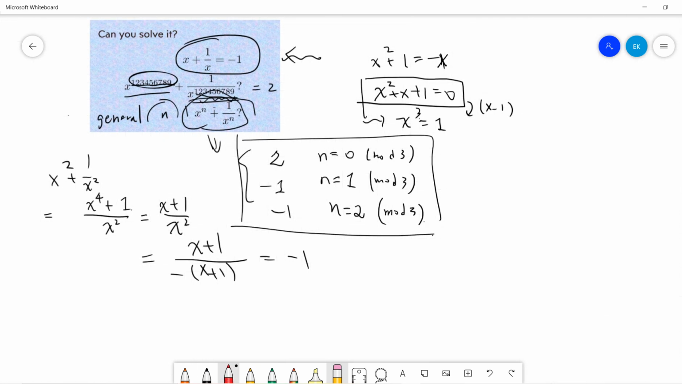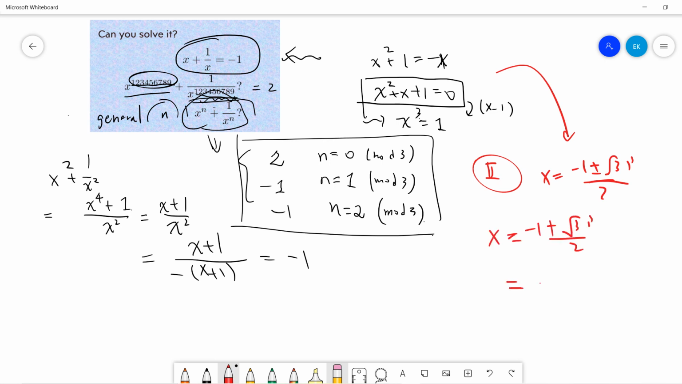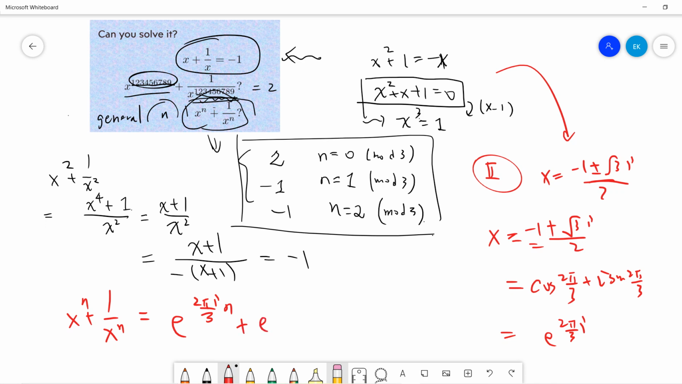And the second key point is that you can actually solve for x, right? We will get 2 solutions. But let's assume that you pick this particular one, and then you can write it as cosine 2 pi divided by 3, because this is a half, plus i sine 2 pi divided by 3, and then write as exponential 2 pi i divided by 3. So your x^n plus 1 over x^n will be exponential 2 pi i divided by 3 times n plus exponential minus 2 pi i divided by 3 times n, which is 2 cosine of 2 pi divided by 3 times n.